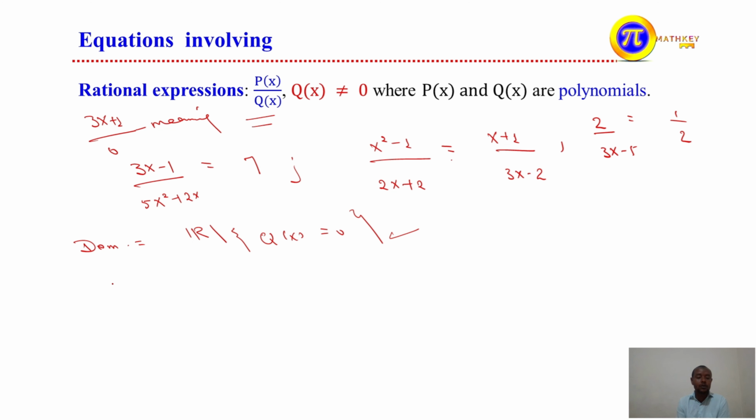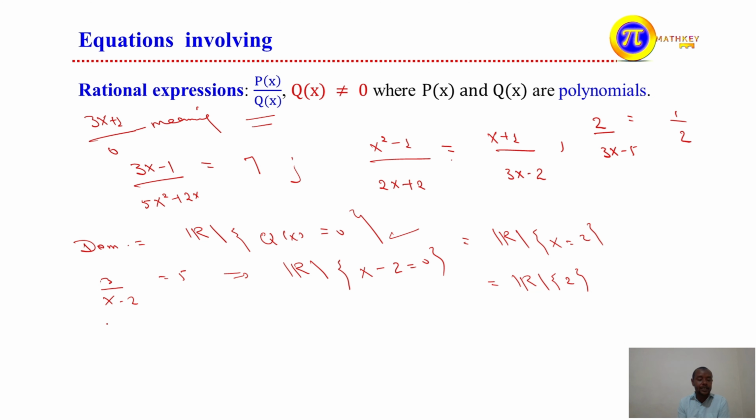For instance, consider 3 over x minus 2 is equal to 5. Before we solve this problem, we restrict the domain. The domain is all real numbers except the zeros of the denominator. The zero of the denominator: x minus 2 is equal to 0, so x is equal to 2. So we can express the domain as all real numbers except 2.